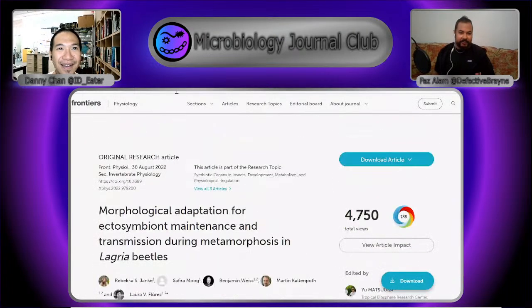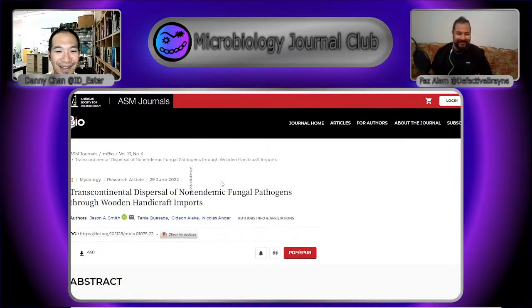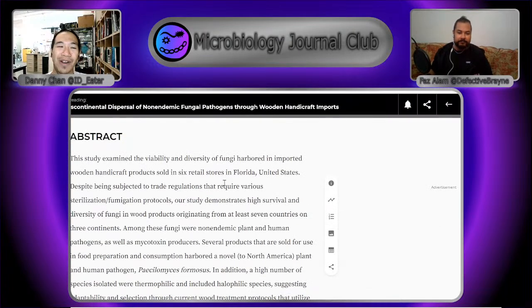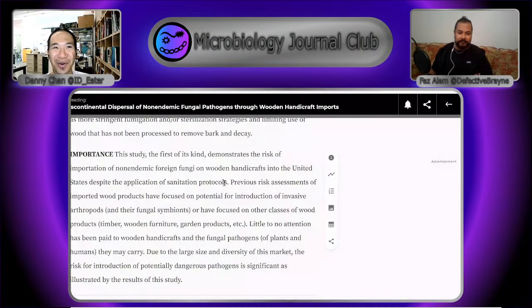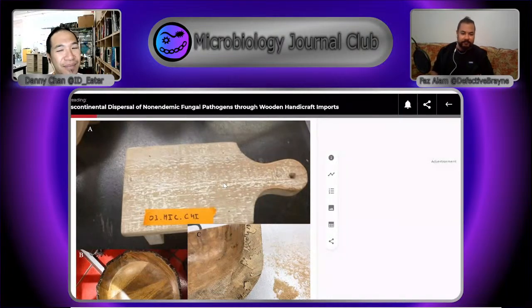That can take us to the next paper, which is transcontinental dispersal of non-endemic fungal pathogens through woodland handicraft imports. Yeah, this paper is almost like an outbreak-type paper, where it's about where certain pathogens could come from. There's a lot of interplay here with import-export policy, because they talk about the different categories of things that get imported and exported, and you can have a different designation for whether you're allowed to import without a permit. Do you have to do certain cleaning steps before you import certain things?